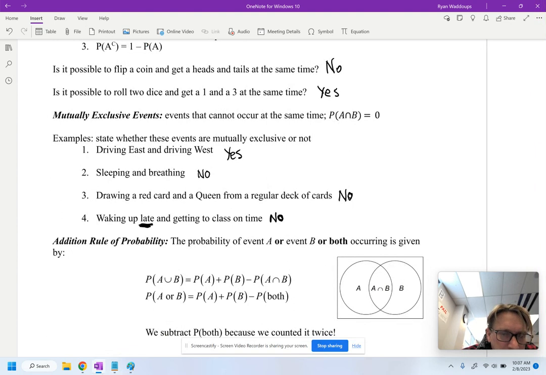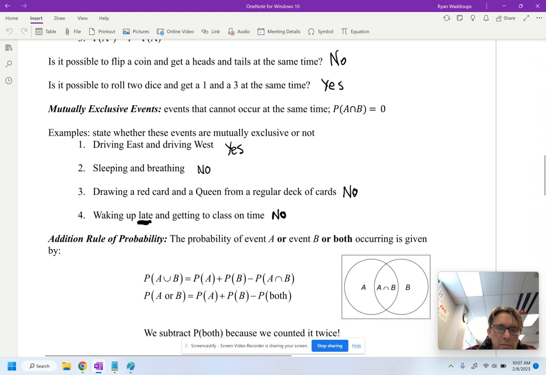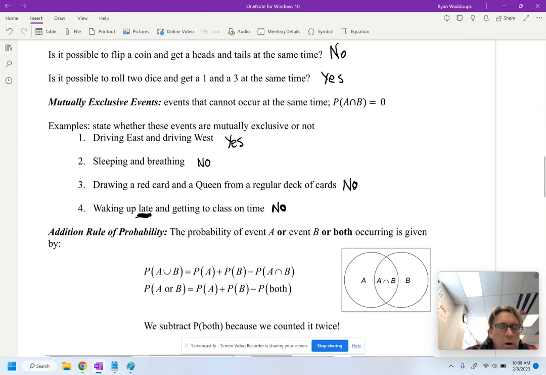Kind of depends a little bit on what you define as waking up late. If you wake up after the time class starts, then no, but those would be mutually exclusive. But if waking up late just means waking up later than your original time, the normal time for you to get up, you could wake up late, skip breakfast, still get to class on time.